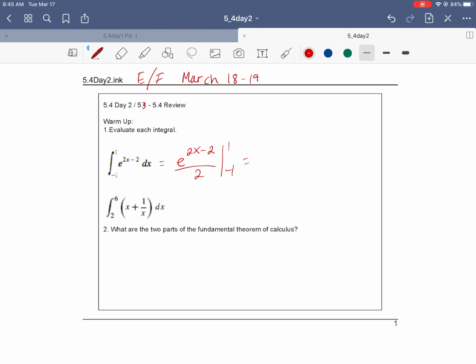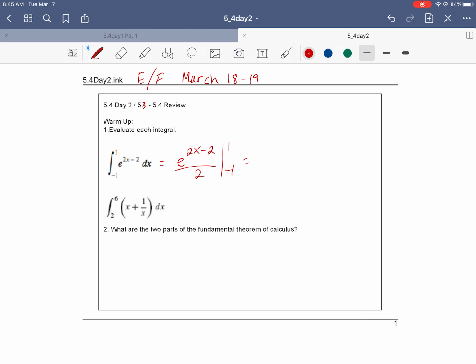Second one, be careful there. You have a 1 over x, and the integral of 1 over x goes to ln x. So the first term is x squared divided by 2. The second term is ln x from 2 until 6. So we have 6 squared over 2 plus ln 6. Put that in parentheses, minus parentheses 2 squared over 2 plus ln 2.